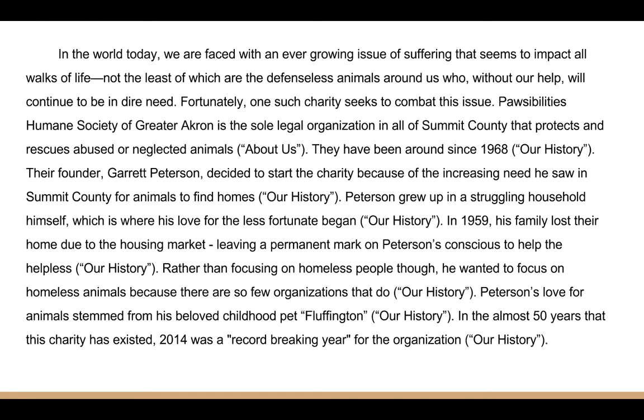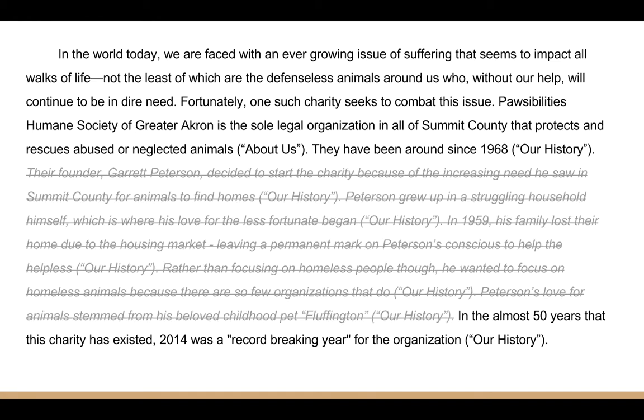So if I take a look at this intro paragraph, a lot of this, starting especially right here, going all the way to the end, is just tons of information about the history of this Garrett Peterson and how he grew up in a struggling household and they lost their own home. And so now he wants to help the homeless and he wants to focus on pets because of his own pet Fluffington. Is all of that relevant to why your charity deserves support? Probably everything that has been crossed out here needs to be deleted.